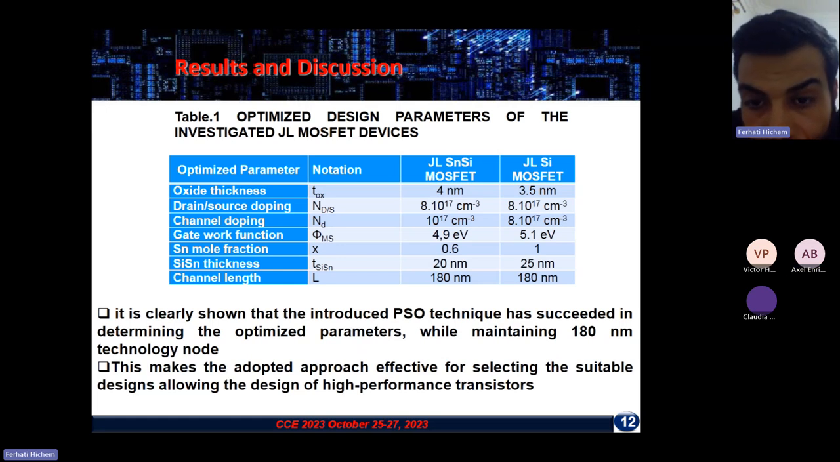However, for the optimized design, the selected metal work function is 4.9 electron volt, which can be realized using a highly doped polysilicon gate. So you can have three approaches: polysilicon, aluminum, and gold. Yes. Okay.